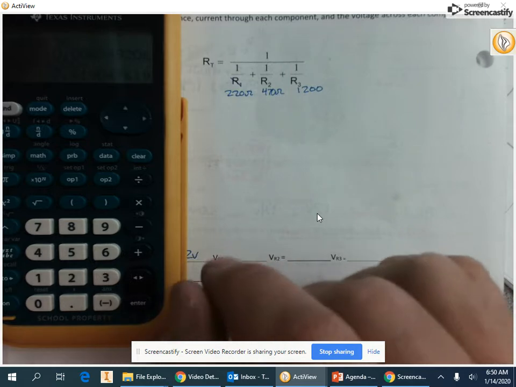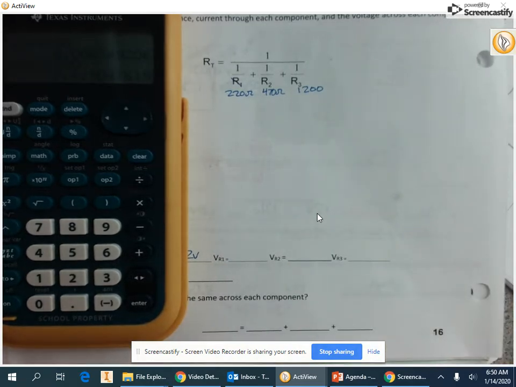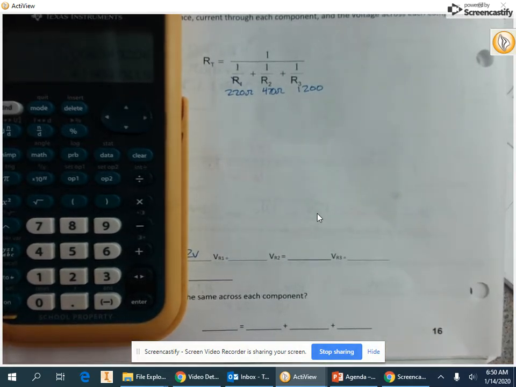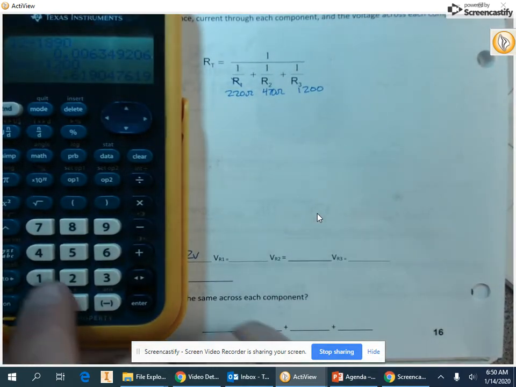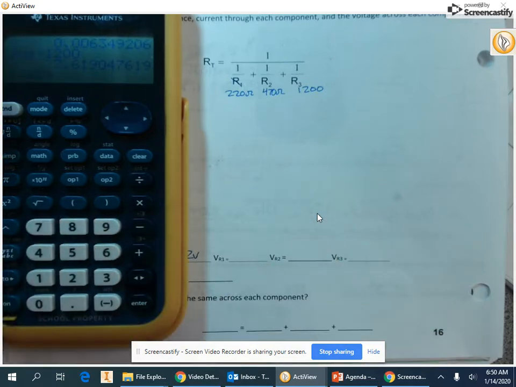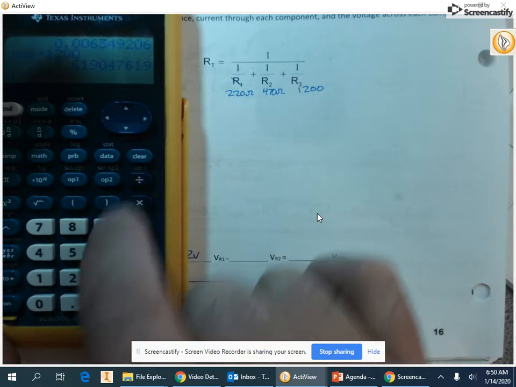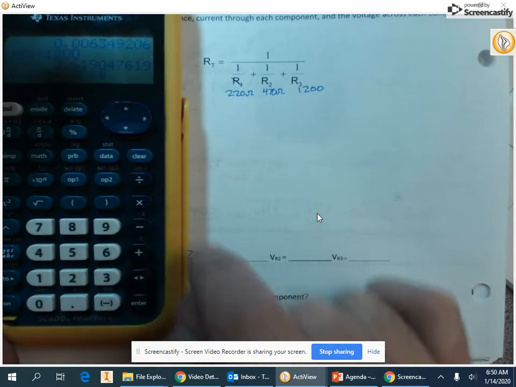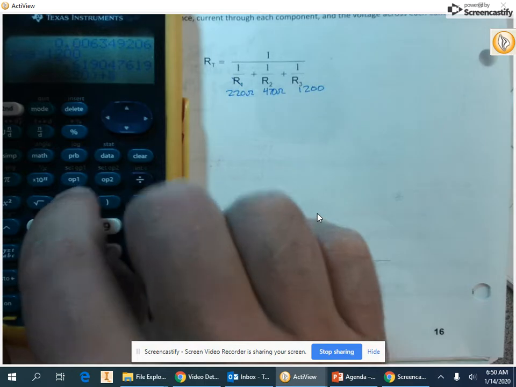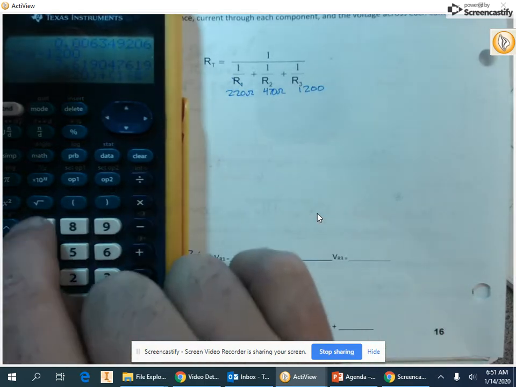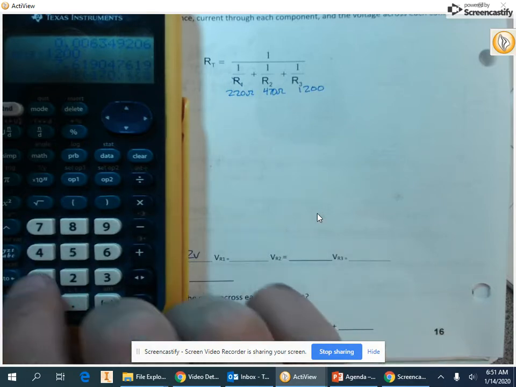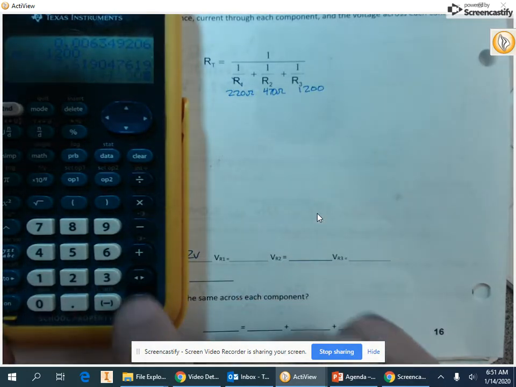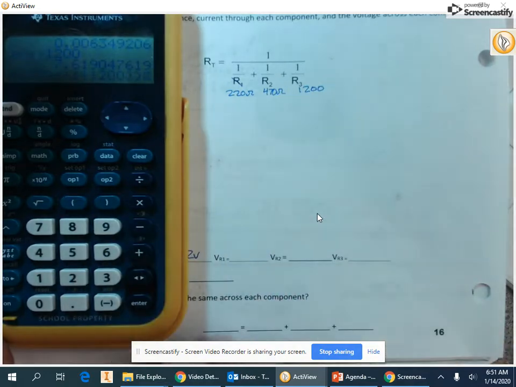Let me see if I can get some light on here to make this a little bit better for you guys. All right, so maybe you can see it a little bit. You're going to do 1 divided by, and then I'm going to ask you to do 2 parentheses, and do 1 divided by 220, close that parentheses, add to it, open a new parentheses, 1 divided by 470, close it, add, open a new one, 1 divided by 1200, close it, and then close it again.